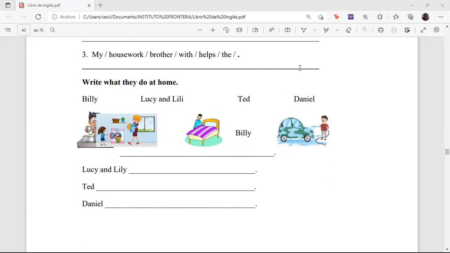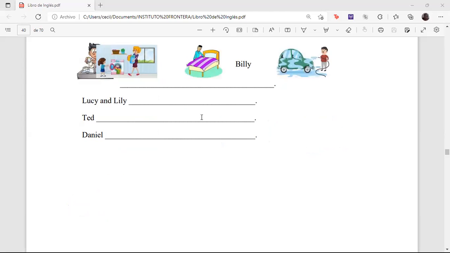Now, Billy is the first one. So Billy is going to be in this one. Okay. This line is going to be Billy, because there's some mistake here. Billy goes here. Billy, what is he doing? What do you think he's doing? Now, Lily and Lucy, well, I'm sorry about that one. I just mixed up the words, but it doesn't mean it is not correct. It's Lucy and Lily. Lucy and Lily, what? Make a statement. Ted, what activity is he doing? Daniel, what activity is he doing at home?